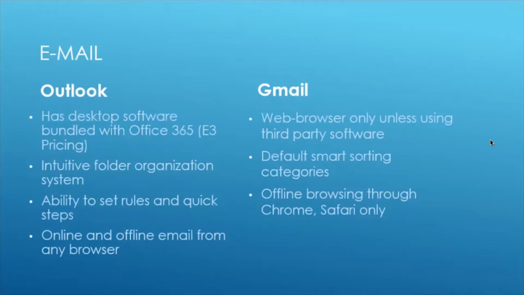The amount of customization that can go into that is extremely robust, extremely thorough, and excellent for maximizing your productivity. Gmail does have its default smart sorting categories. When you first open a Gmail account, it's going to have a number of tabs. As your email starts to filter in, it will assign priority levels to the different types of email that you receive. So it's going to start that sorting right out of the box, as opposed to with Outlook, you have to go in and customize it.